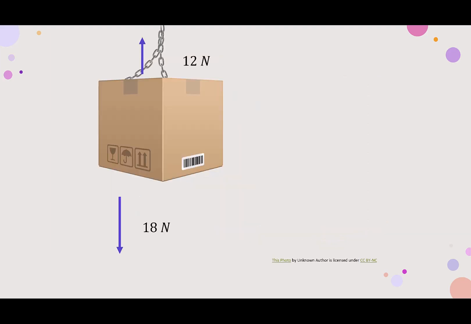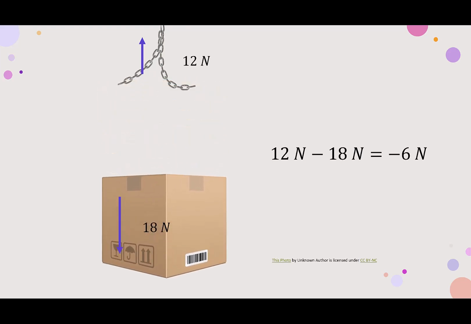Let's try another example where we take the box and this time it's suspended off chains. If the chains are pulling up with a force of 12 newtons, but the box is being pulled down by gravity with a force of 18 newtons, let's find the resultant force. We can think of the 12 going up as positive, the 18 going down as negative, which says the overall force is negative 6 newtons. The negative force says our box is going to fall.